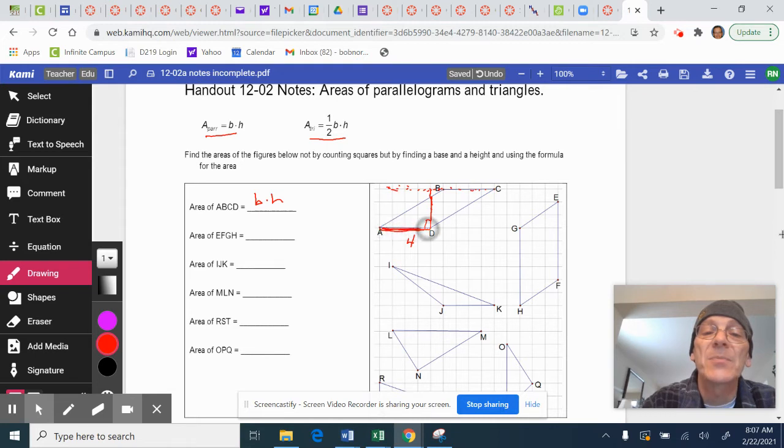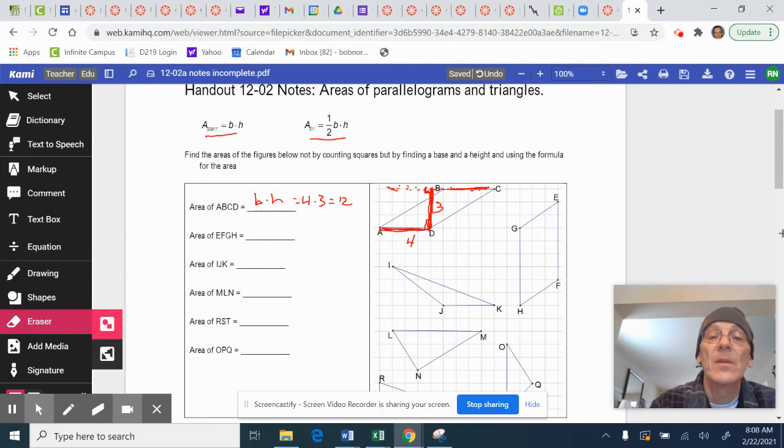If AD is my base, BC is the opposite side. Okay? So just extend that and draw that height until it meets the extension of that opposite side, which would also be at a right angle, of course, because the opposite sides are parallel to each other. So how tall is that segment right there? Well, it's 1, 2, 3 units tall. So 4 times 3 is equal to 12.